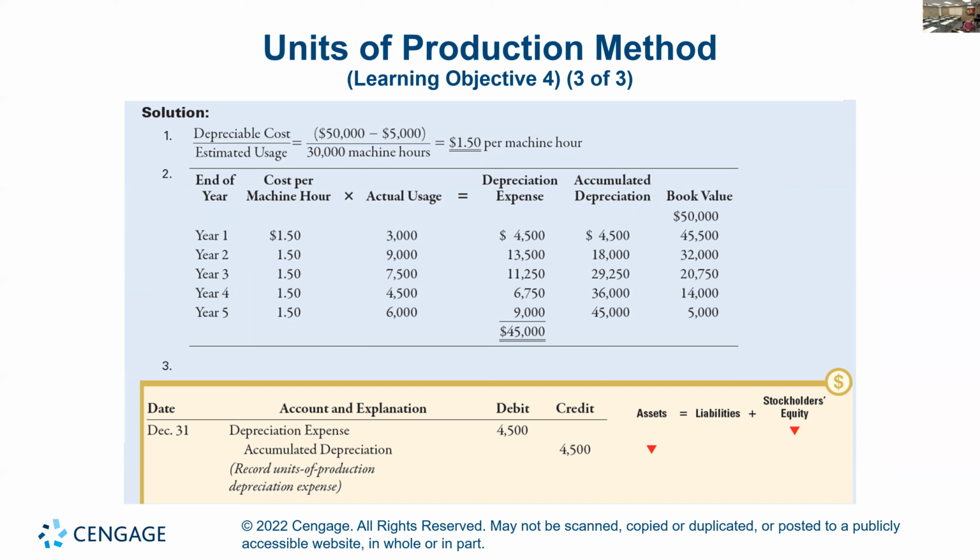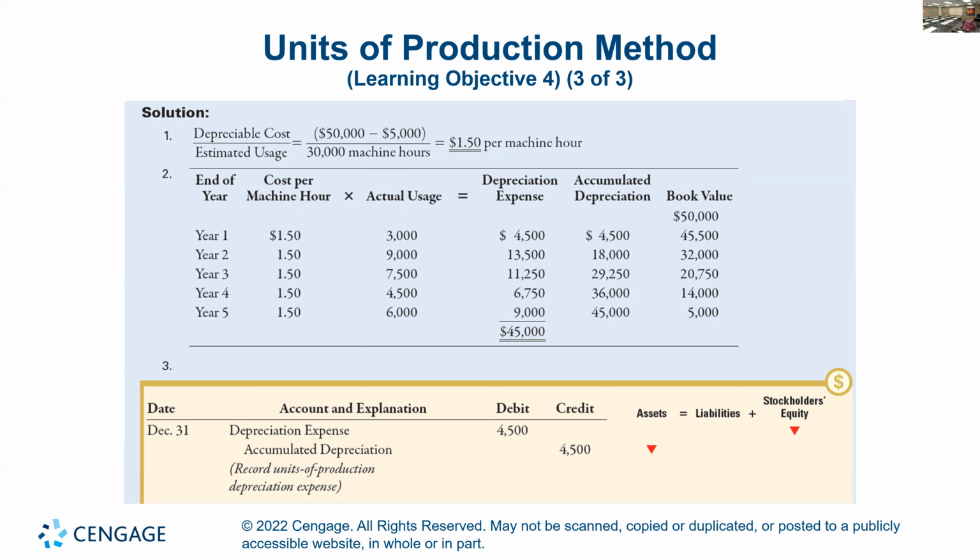So then when you go to do each year's depreciation, you take the cost per machine hour of $1.50, that is your constant, and you multiply that by how many hours the machine was actually used. So in year one, when they only used 3,000 hours, it was $1.50 times 3,000, your depreciation expense is 4,500. In year two, they used it a lot more, so they depreciated it a lot more. The 9,000 hours they used it multiplied by the $1.50 per hour created that higher depreciation expense. And as you see, we kept our running book value over there.